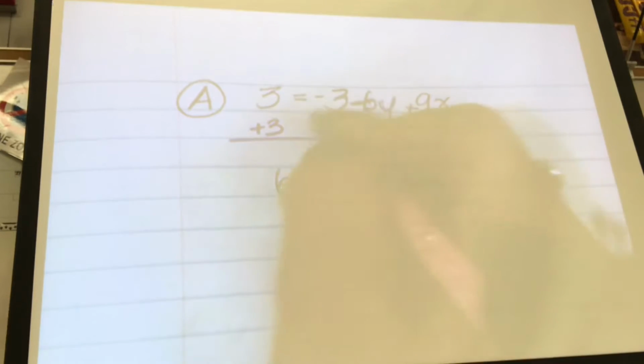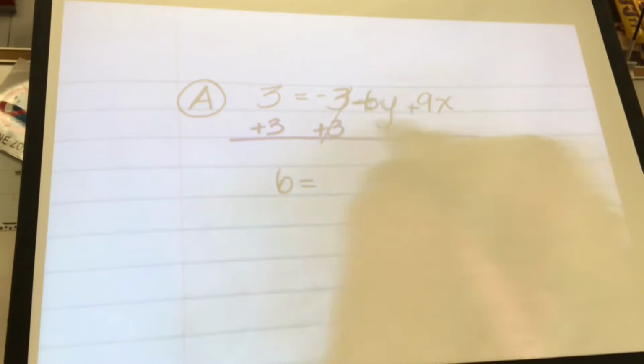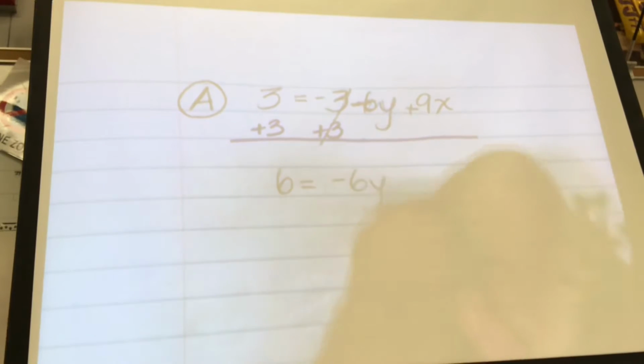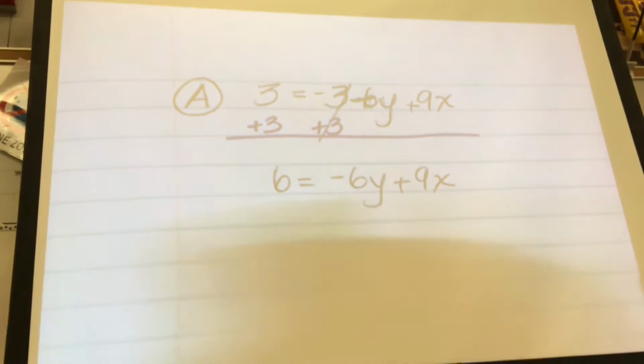Jaden, can you help me out? What is 3 plus 3? 6. And what is -3 plus 3? What happens to this right here? It goes away, which is what we wanted. Hannah, what's left over on the right-hand side? 6. Beautiful.